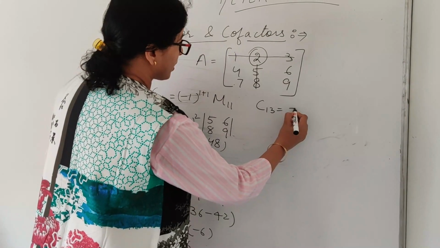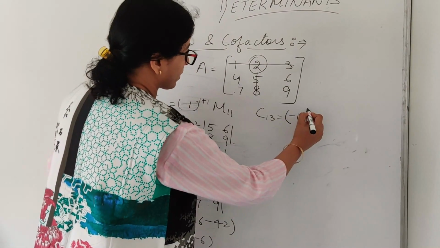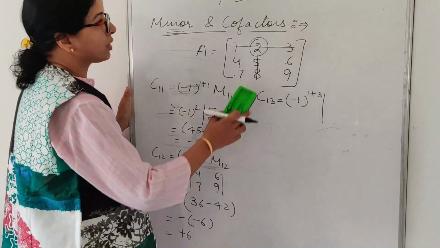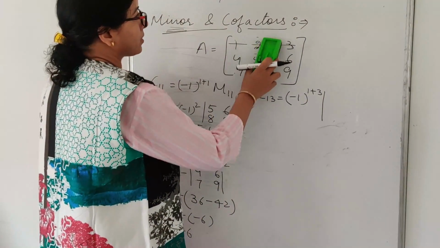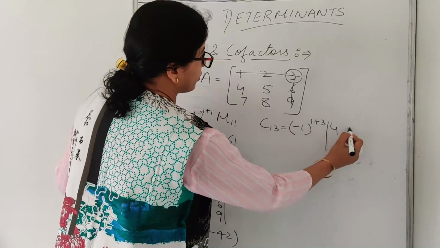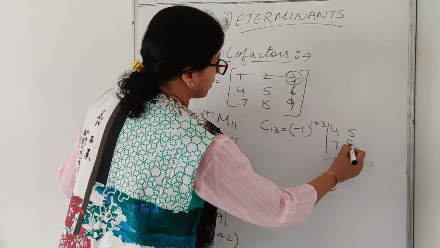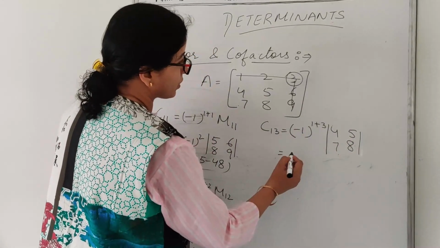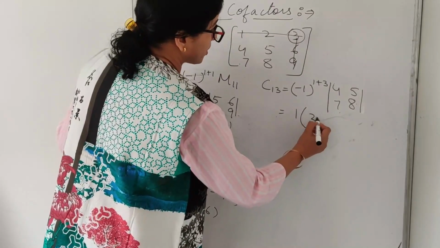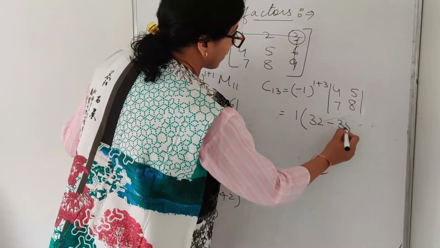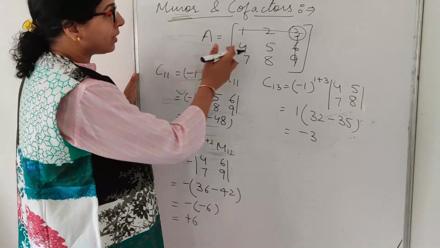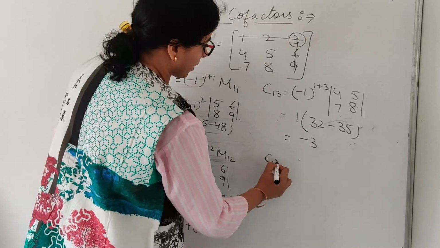Okay. Now if I want to find C13, it will become minus 1 to the power 1 plus 3, and I will leave the corresponding row and column and find the element. So this is my 3, leave the corresponding row and write down 4, 5, 7, 8. Okay, solve it. So what you are getting here? Minus 1 to the power 4 means it will become 1. So 32 minus 35. What are you getting? Minus 3.